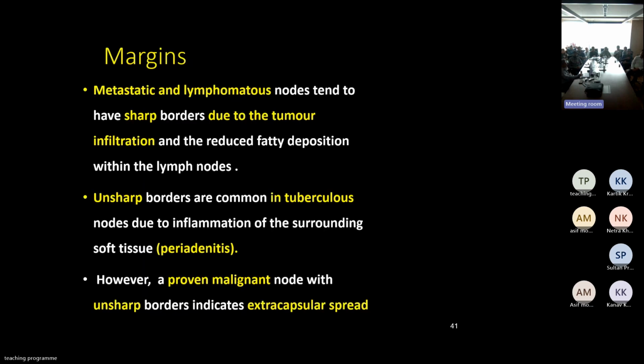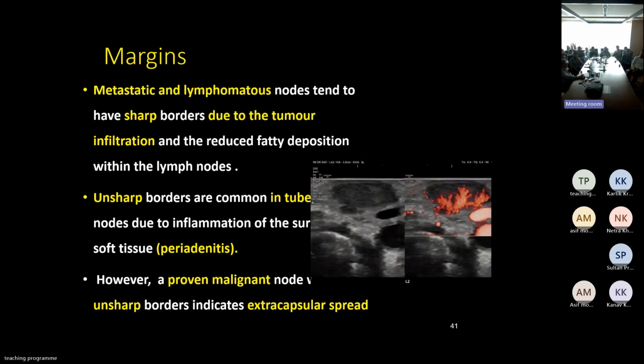Margins, I think we understand one simple point: unsharp borders are common in tuberculous nodes because of the periadenitis, and metastatic and lymphomatous nodes tend to have sharp borders due to tumor infiltration and reduced fatty deposition. So I think this is one important clue for us.